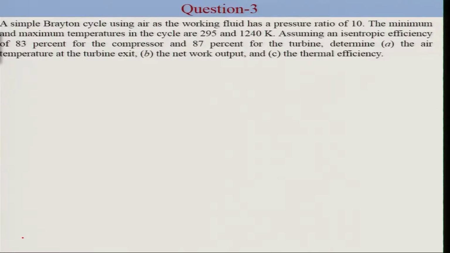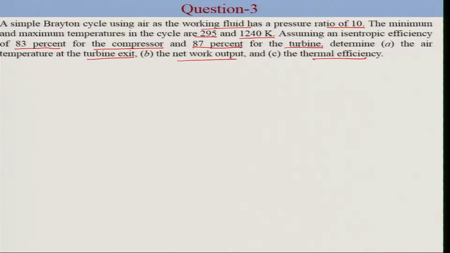A simple Brayton cycle using air as the working fluid has a pressure ratio of 10. The minimum and maximum temperature in the cycle are 295 and 1240 Kelvin. Assuming an isentropic efficiency of 83% for the compressor and 87% for the turbine, determine the air temperature at the turbine exit, net work output and thermal efficiency.